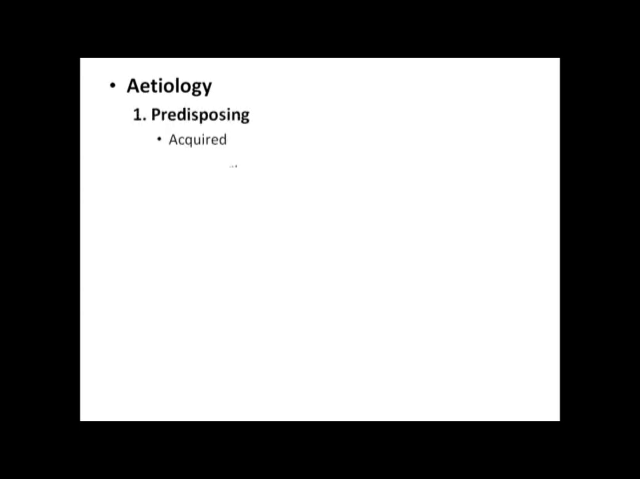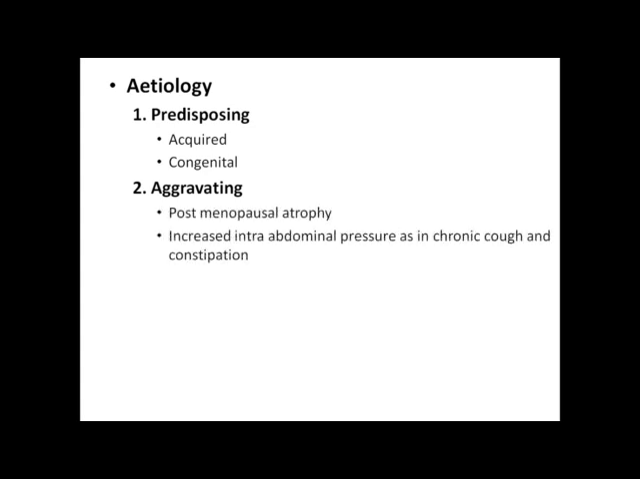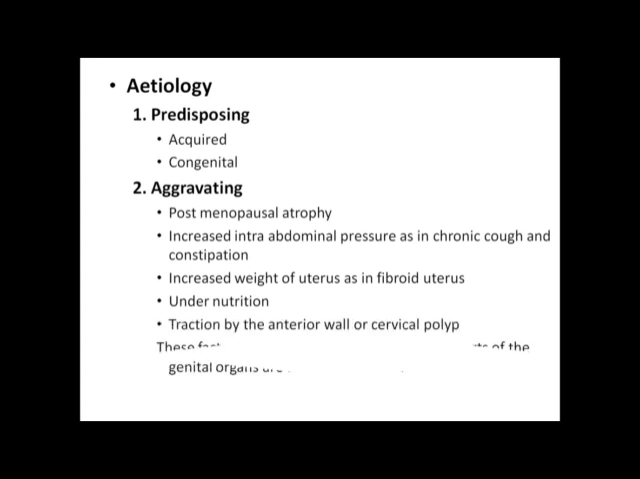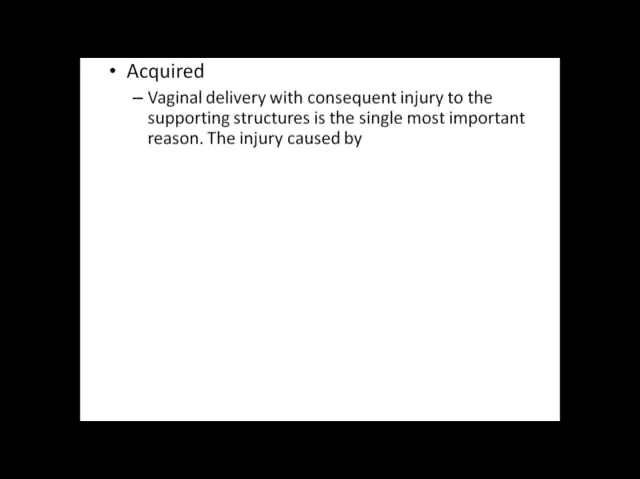Etiology. It may be because of predisposing factors, acquired or congenital, and aggravating factors like postmenopausal atrophy, increased intra-abdominal pressure as in chronic cough and constipation, increased weight of the uterus as in case of fibroid uterus, undernutrition, traction by anterior wall or cervical polyp. These factors possibly operate where supports of the genital organs are already weakened. Acquired: vaginal delivery with consequent injury to the supporting structure is the single most important reason.